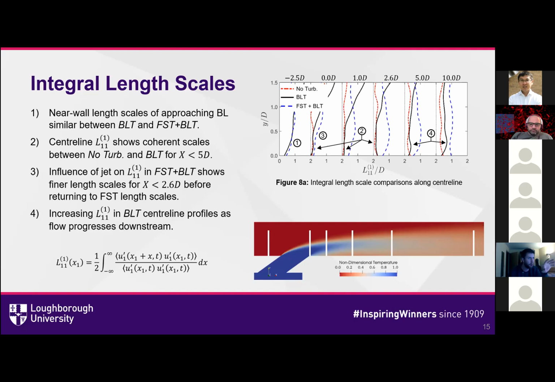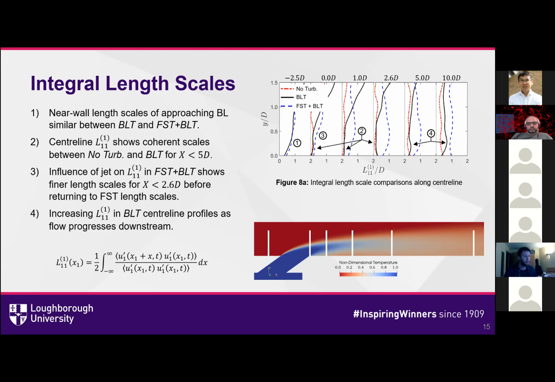So I want to point out profile 2, which is the trailing edge of the hole, x equals 0d. Now, across the 3 cases, these scales are almost identical to each other, although the free stream turbulence is slightly more elevated. And as we progress down in these profiles to profiles 3, 4, and 5, you can see that the no turbulence and the boundary layer turbulence integral length scales across these centerline profiles are very similar. And these are similar because they are directly influenced by that separated flow that we see within the coolant channel and near the wall that we saw within those earlier videos.